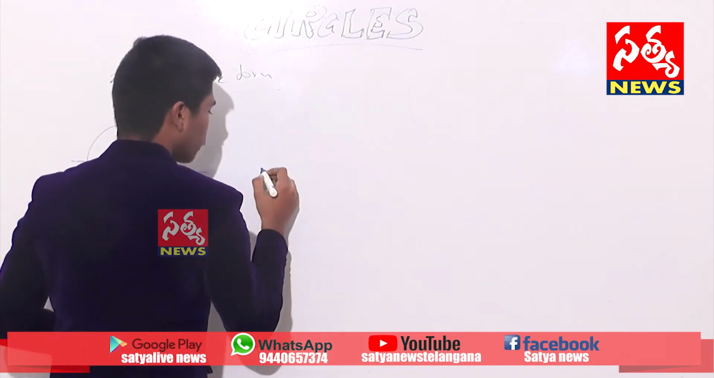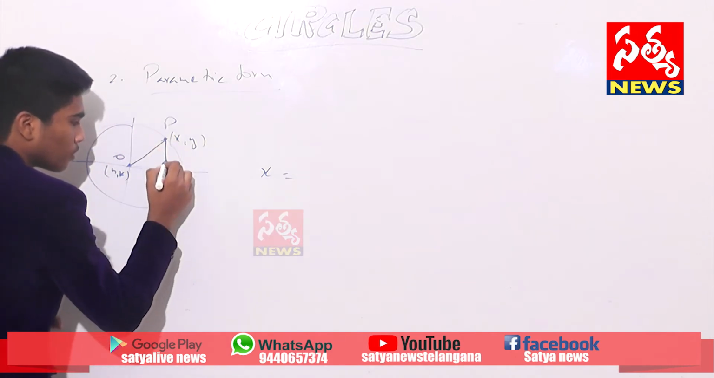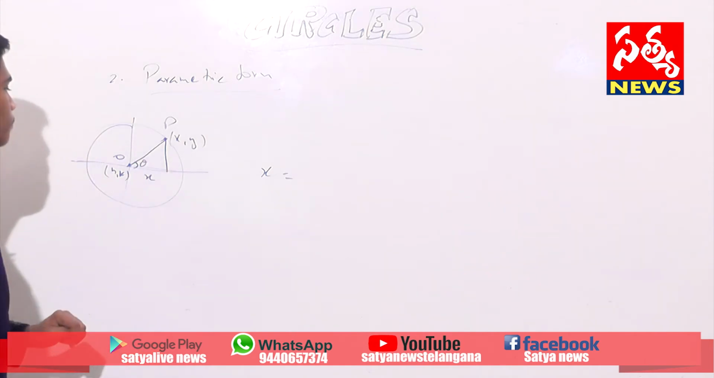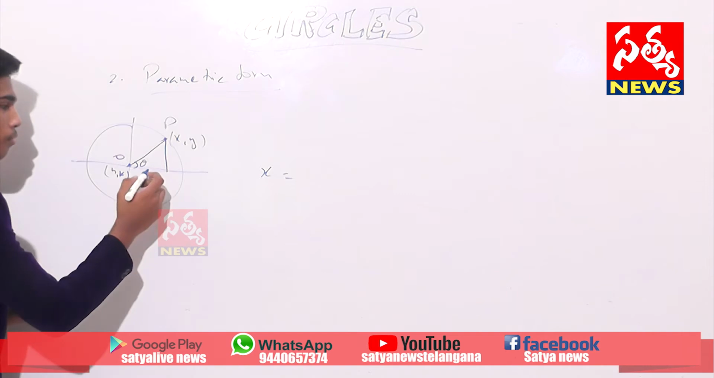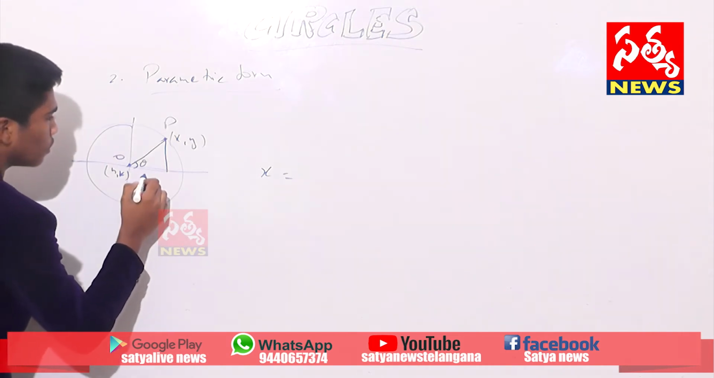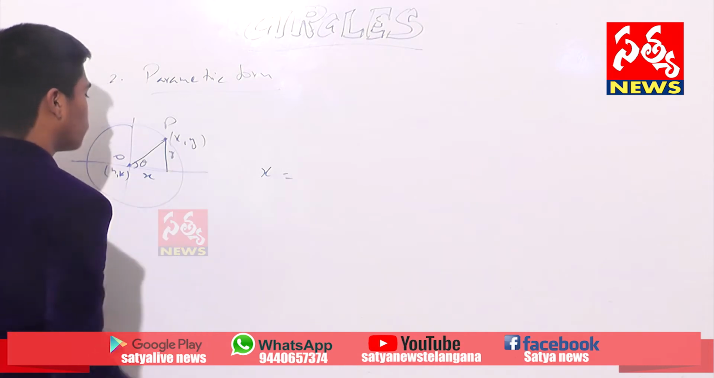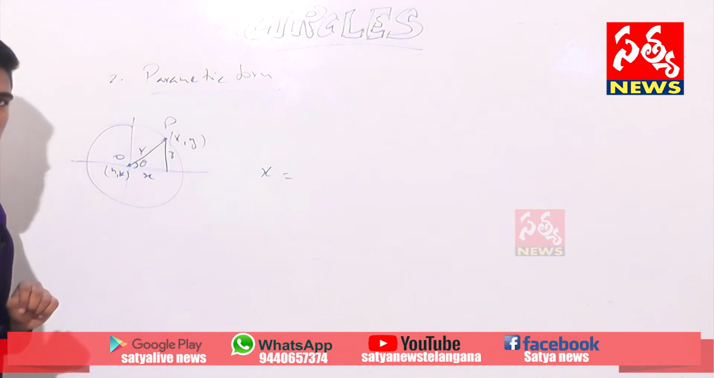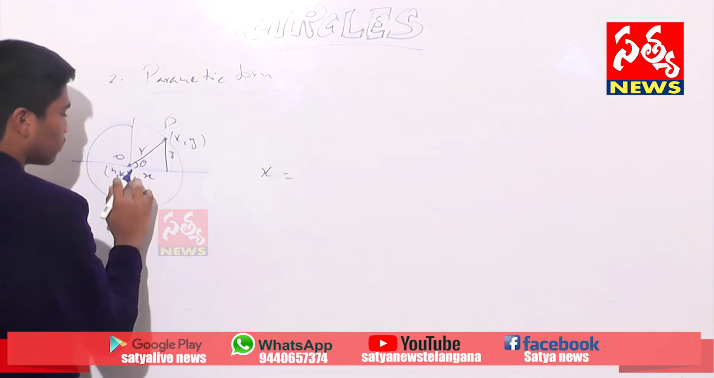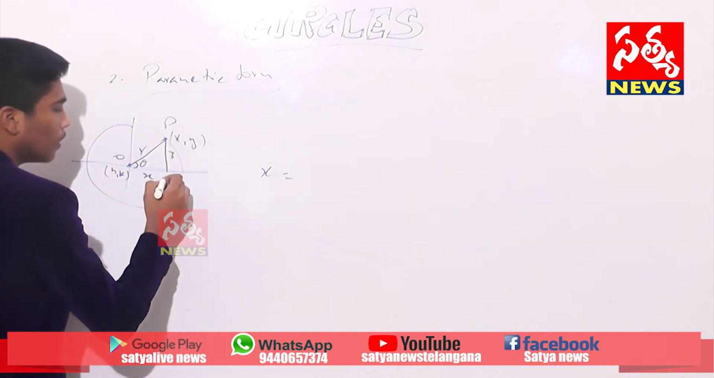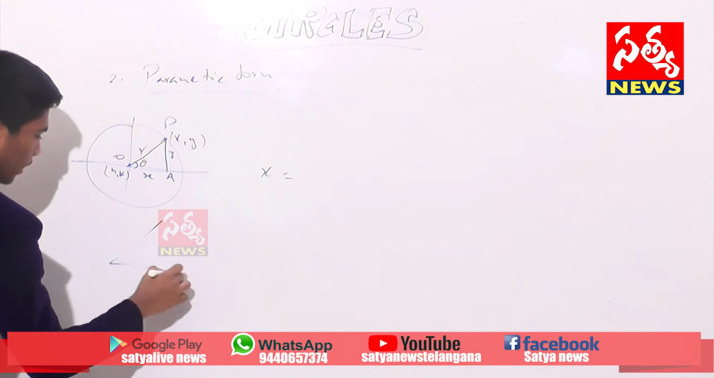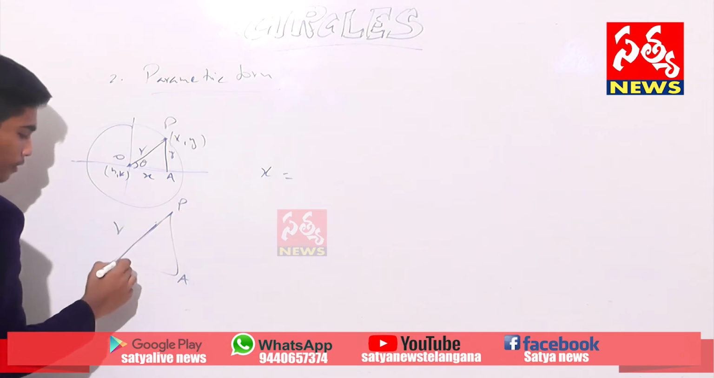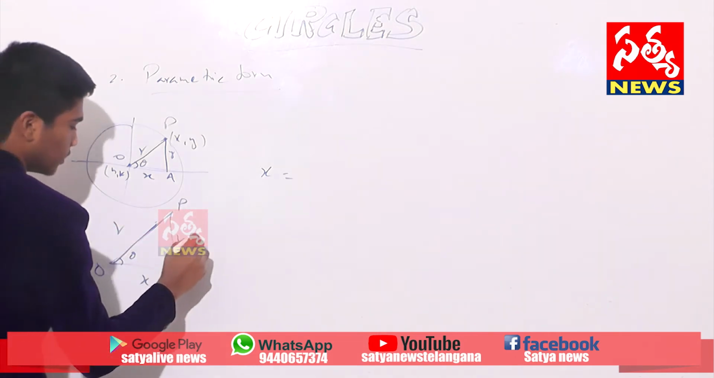Now, the parametric point is x equals to... we all know that this is x and let us assume that this is theta. This is x, this is y, and this is r. From the triangle OPA, OP is r and this is theta, this is x and this is y.